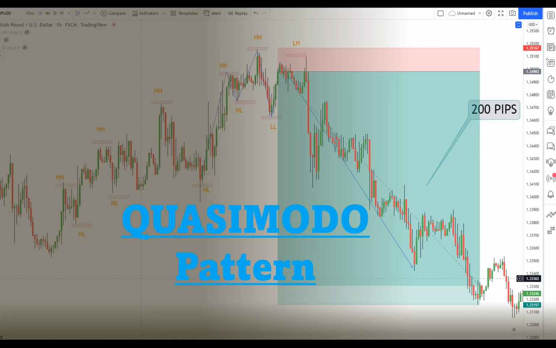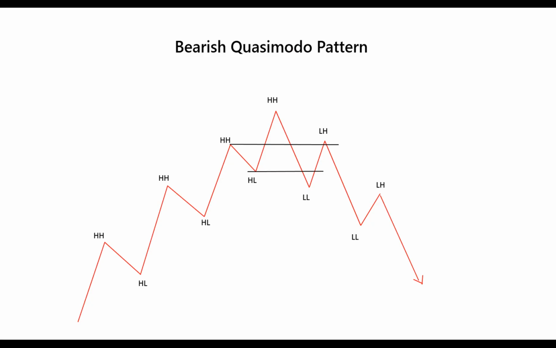So we are here on my PowerPoint, and as you can see, the name of this pattern is the Quasimodo pattern, and in the background there is the same trade that I was showing you on the chart. So let's get into the theory behind this pattern. Okay, so here I have a rough sketch of the pattern that we are going to use.